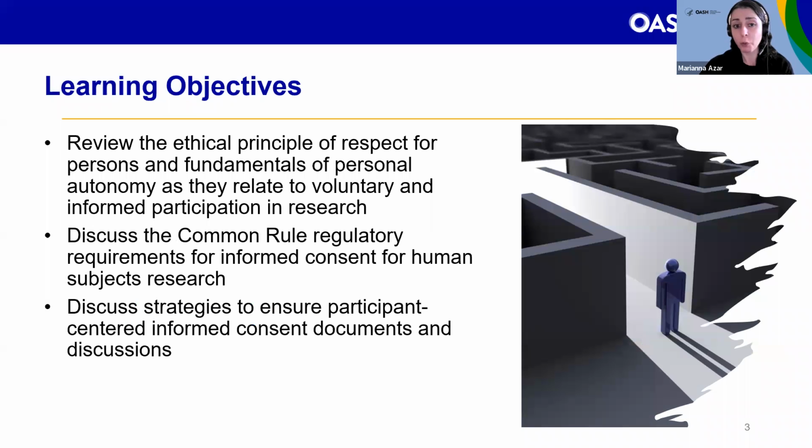Our learning objectives for today are to review the ethical principle of respect for persons and the fundamentals of personal autonomy as they relate to the notion of voluntary and informed participation in research, discuss the Common Rule regulatory requirements for informed consent for research involving human subjects, and talk about strategies that we can use to ensure participant-centered informed consent documents and discussions.